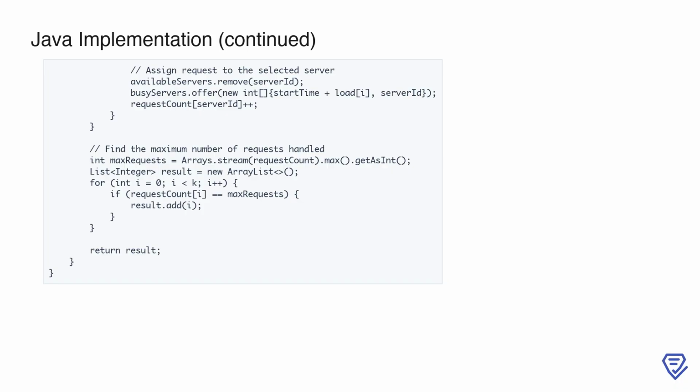After processing all requests, we determine the maximum number of requests handled by any server using the max method from the Arrays utility class. We then iterate over the requestCount array to find all servers that handled this maximum number of requests and add their IDs to the result list. Finally, we return the result list, which contains the IDs of the busiest servers. This implementation ensures that we efficiently manage server availability in busy periods while keeping track of request counts, making it well suited for handling large datasets.